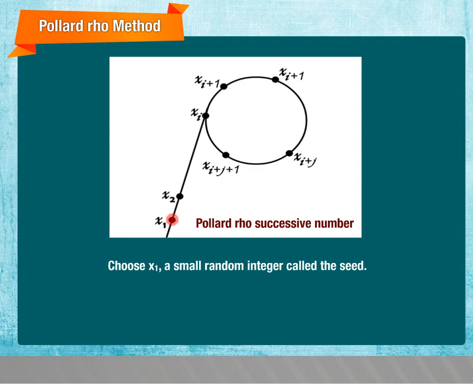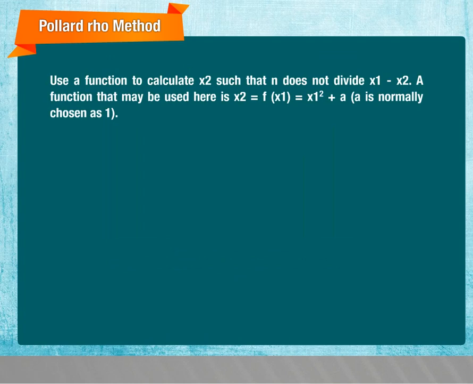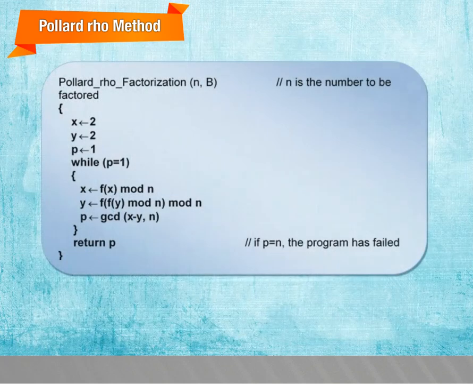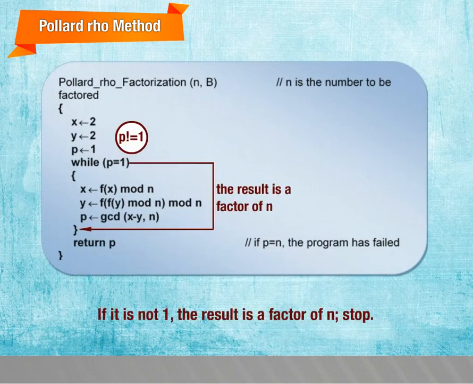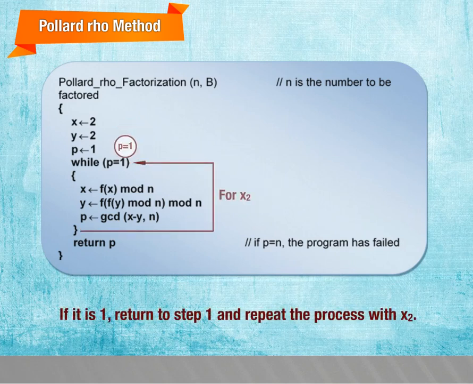Choose x1, a small random integer called the seed. Use a function to calculate x2 such that n does not divide x1 minus x2. A function that may be used here is x2 is equal to f of x1 is equal to x1 squared plus a. A is normally chosen as 1. Calculate GCD of x1 minus x2, n. If it is not 1, the result is a factor of n. Stop. If it is 1, return to step 1 and repeat the process with x2.